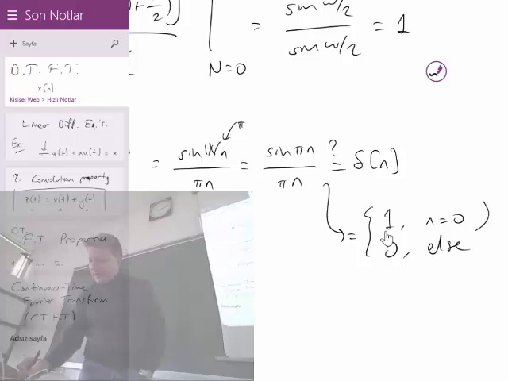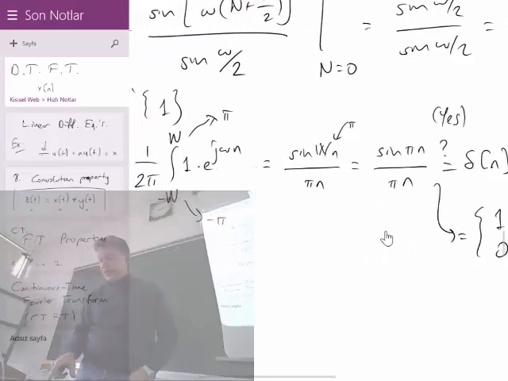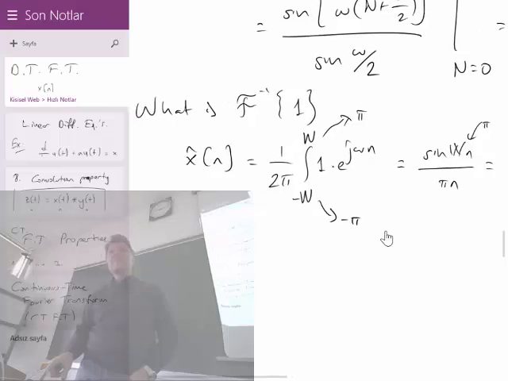Which is automatically equal to an impulse. So we say yes, they are equal. Interesting formula to represent an impulse, isn't it? Sine pi n over pi n. That is an impulse. It is non-zero, which is 1, only at n equal to 0. For all other n's, it is 0. So this is a verification of the inverse Fourier transform of 1, which is literally an impulse.